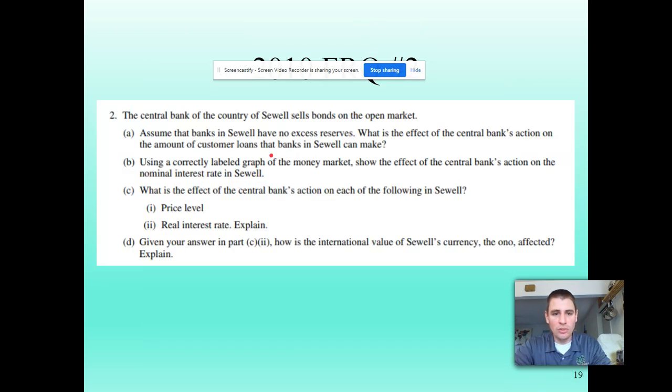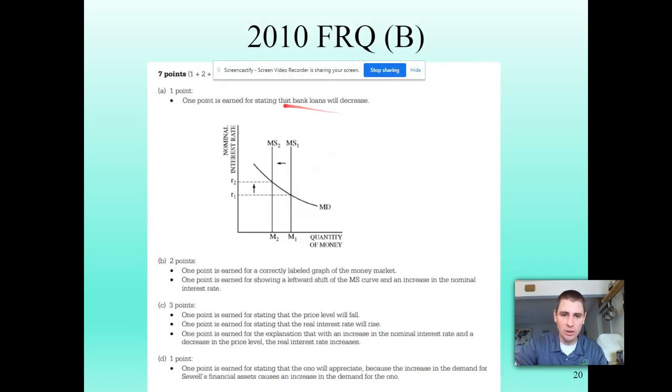Okay. Well, using a correctly labeled graph of the money market, show the effect of the central bank's actions on the nominal interest rates. Well, again, here you go. If they're selling the bonds, the money supply shifts to the left. That causes interest rates to increase, right?